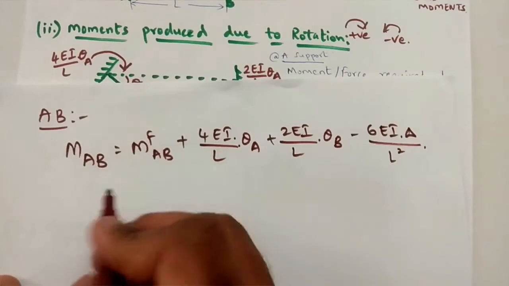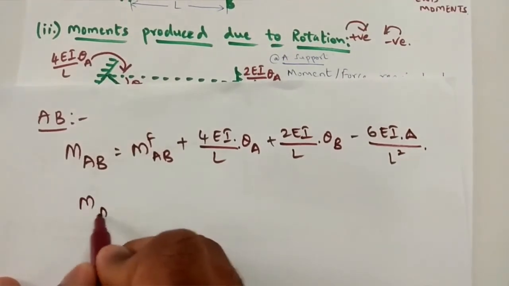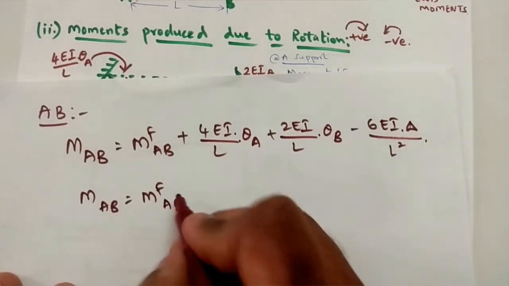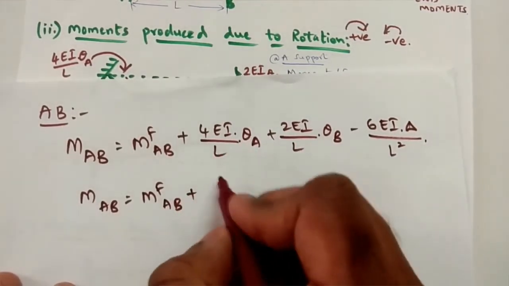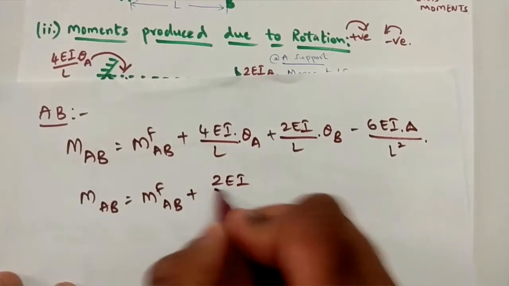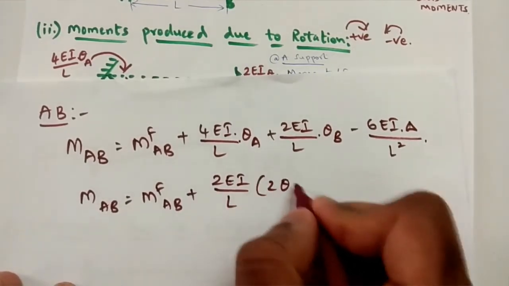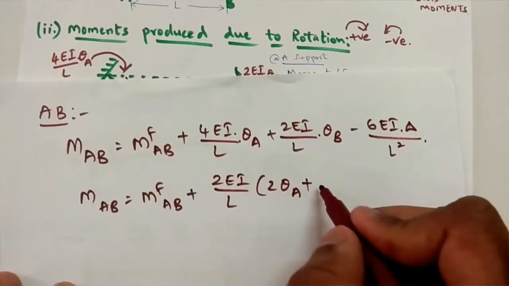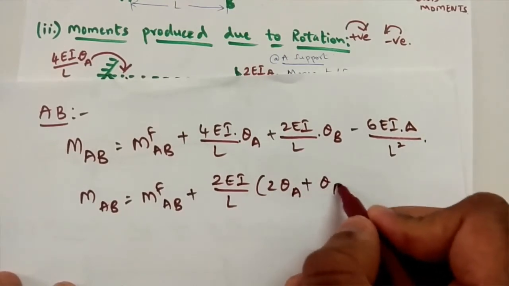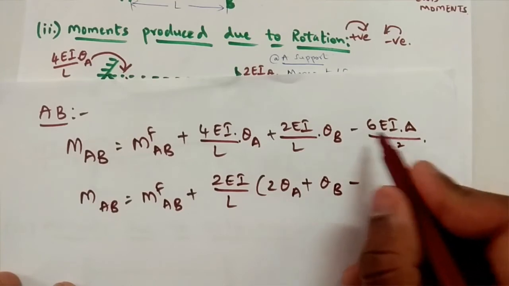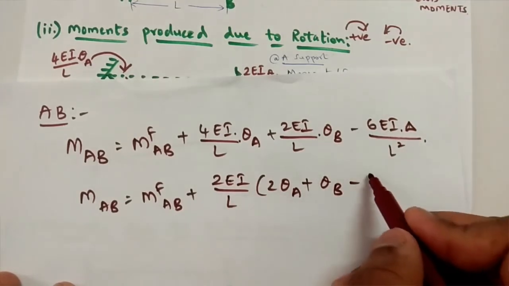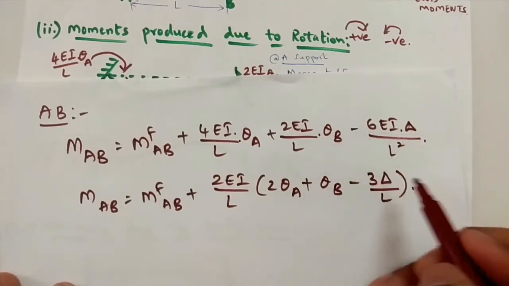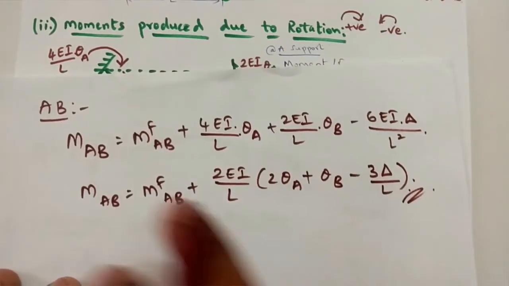Okay, now after simplification I will get MFAB plus, I am taking 2 EI by L common, 2 EI by L into 2 theta A plus theta B minus 3 delta by L, taking 2 EI by L common, you will get minus 3 delta by L, because minus. This is for AB.